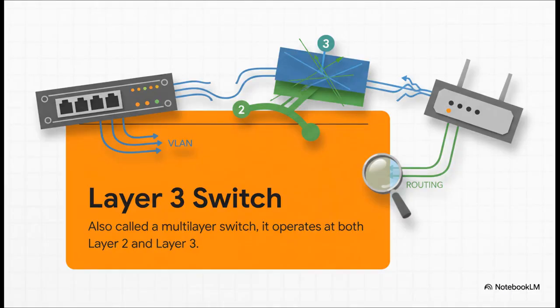It's got two jobs. On one hand, it does all the regular switch stuff, keeping local traffic flowing super fast within each VLAN. But it also has the brains of a router built in, so it can make those smart decisions to direct traffic between the VLANs. It's seriously the best of both worlds, all packed into one very efficient piece of hardware.